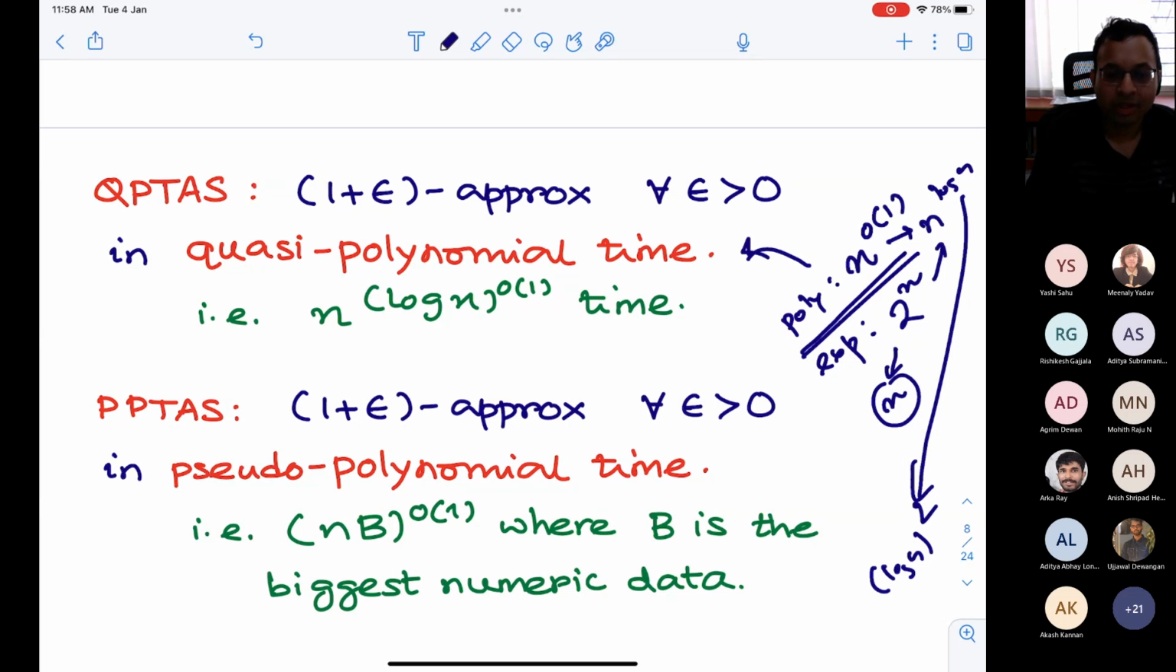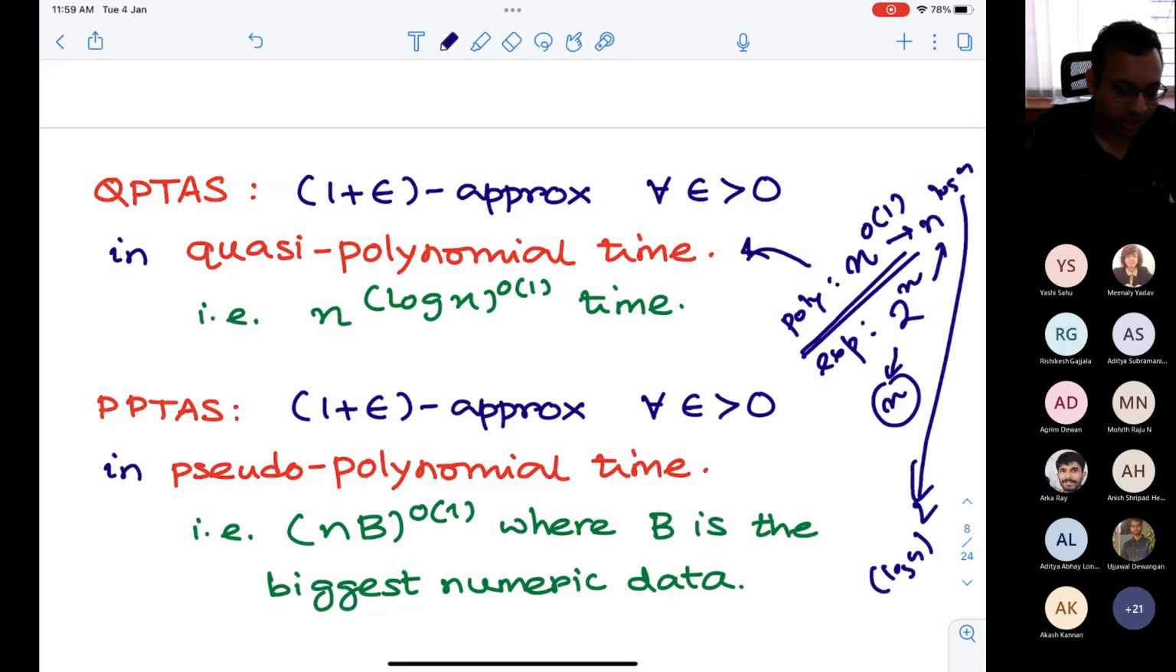So for some problems, it's interesting to see if you can do better than exponential time, with an algorithm that is not polynomial but runs in slightly more time, in quasi-polynomial time, and get a 1 plus epsilon approximation factor. And there is also something called PPTAS, which is again a 1 plus epsilon approximation, but the runtime is pseudo-polynomial.